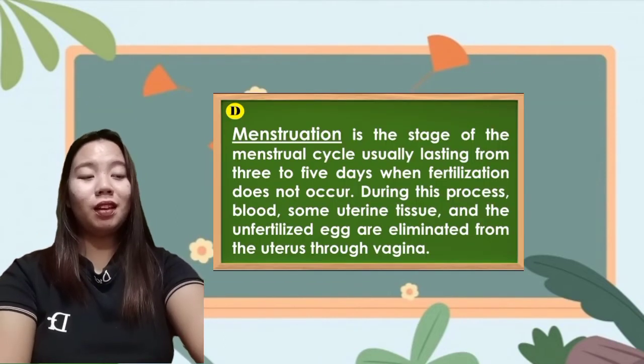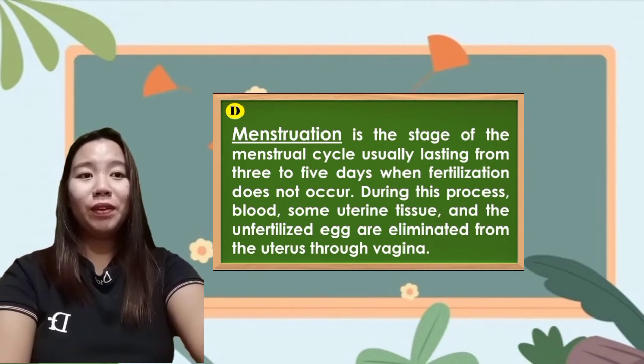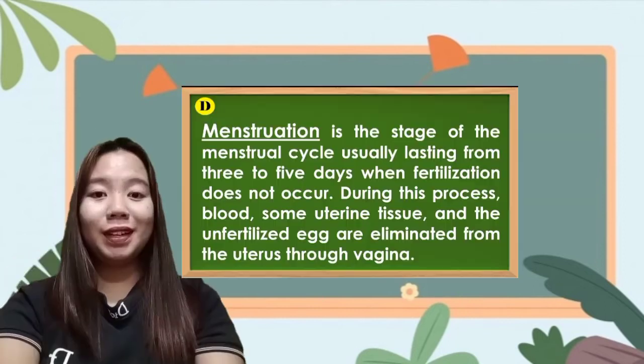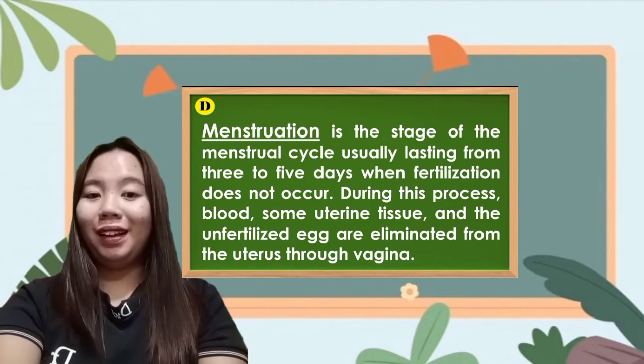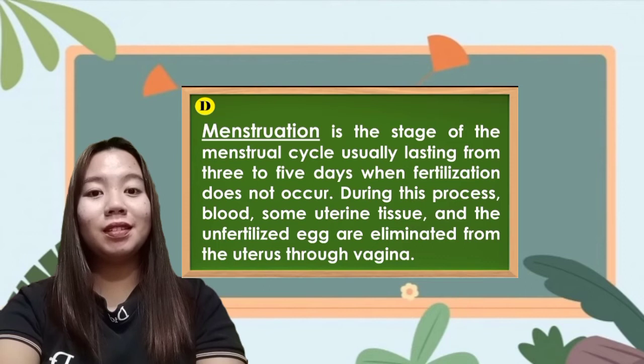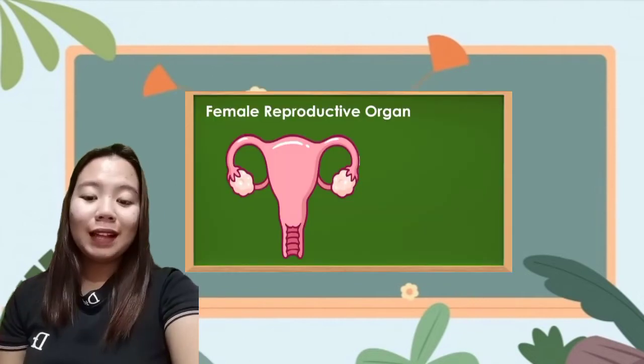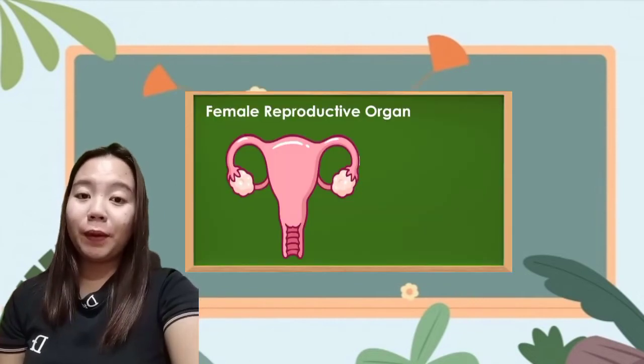Menstruation is the stage of the menstrual cycle, usually lasting from 3 to 5 days, when fertilization does not occur. During this process, blood, some uterine tissues, and the unfertilized egg are eliminated from the uterus through the vagina. Look at the picture of the female reproductive organ.